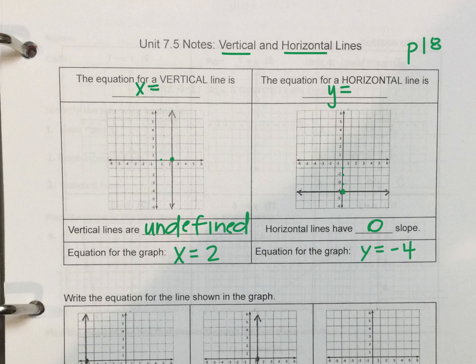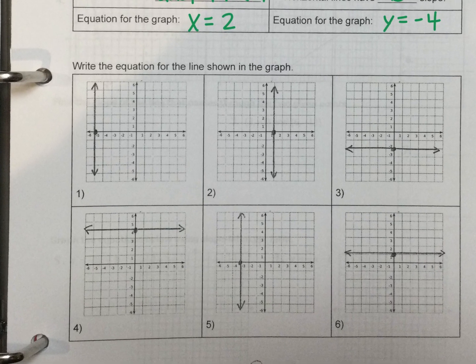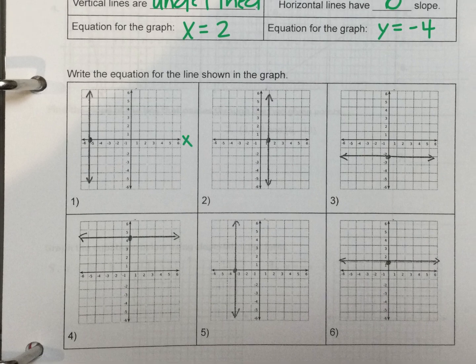So all we're going to do is look at the graph and write the equation. So this first one, it's up and down, and the dot is on the x line. So this is my x line, this is my y line. Since the dot is on the x line, it's going to be x equals -5. This same dot is on the x line, x equals 1. This one, the dot is on the y line, so y equals -2.